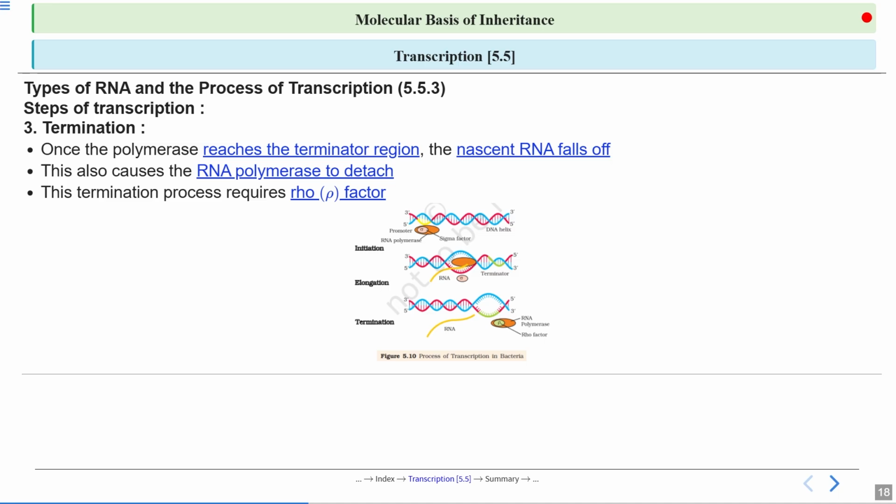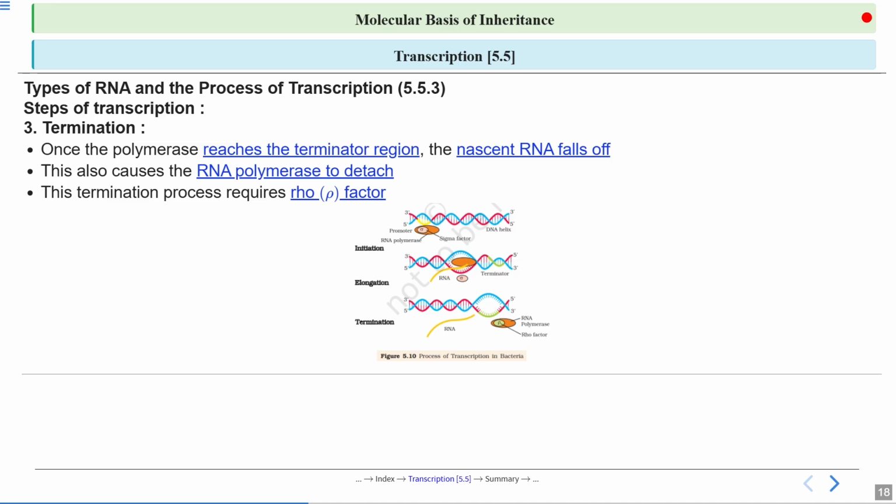what will happen? This nascent RNA is going to fall off, as we can see in the picture, that once this terminator has come, this RNA falls off. Okay, now at this moment what will happen? The RNA polymerase is going to detach itself, and it will stop the transcription process. Now this termination process requires a factor which we call rho factor.